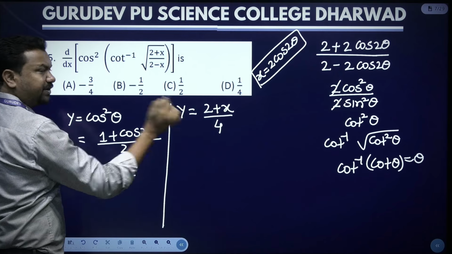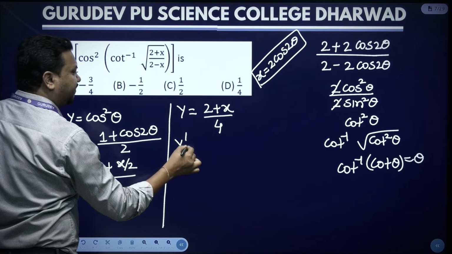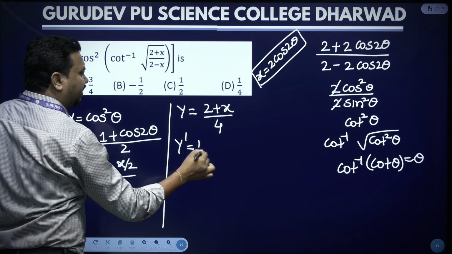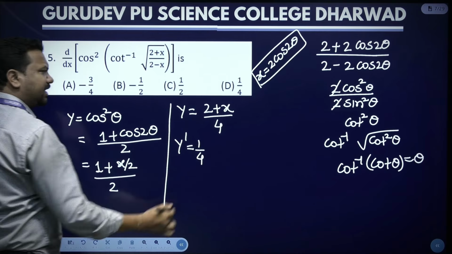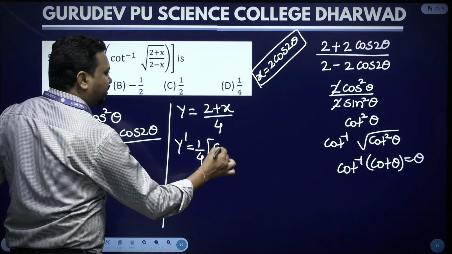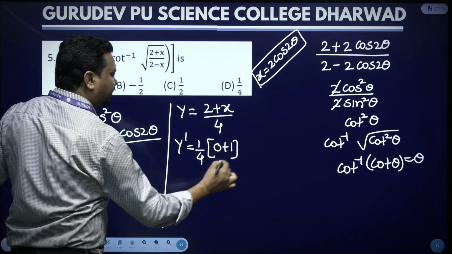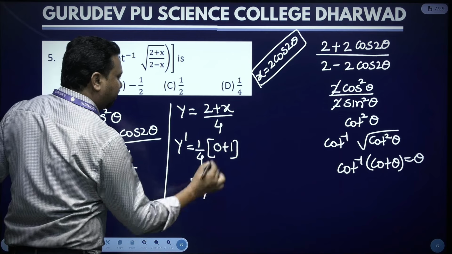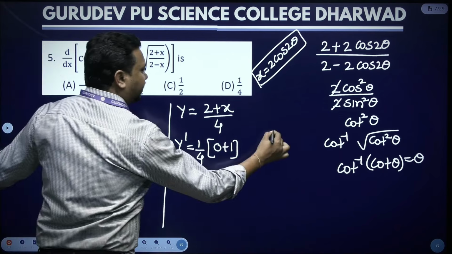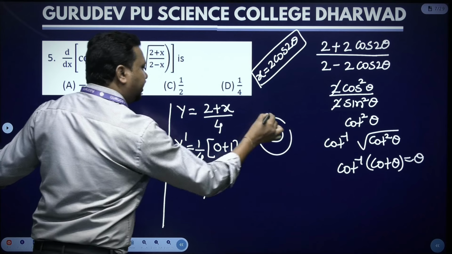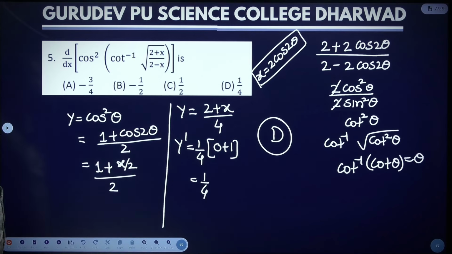Having simplified, now we differentiate. Therefore, what is dy by dx? It is equal to 1 by 4, a scalar multiplication. Keep it as it is. Differentiation of 2 is 0, differentiation of x is 1. Therefore, what is your final answer? 1 by 4. Hence, your right answer in this case is option D. That is plus 1 by 4.